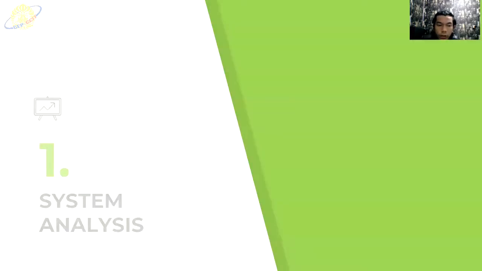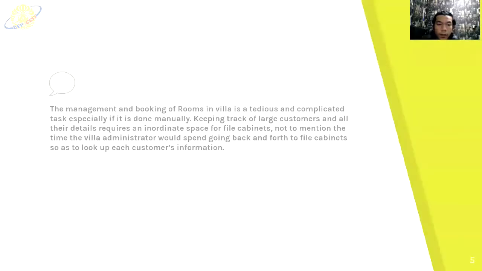Chapter 1, system analysis. The management and booking of rooms in a villa is a tedious and complicated task, especially if it is done manually. Keeping track of a large number of customers and all their details requires an inordinate space for file cabinets, not to mention the time the villa administrator would spend going back and forth to the file cabinets to look up each customer's information. This is why a good villa reservation system is needed to make this task as easy as possible.